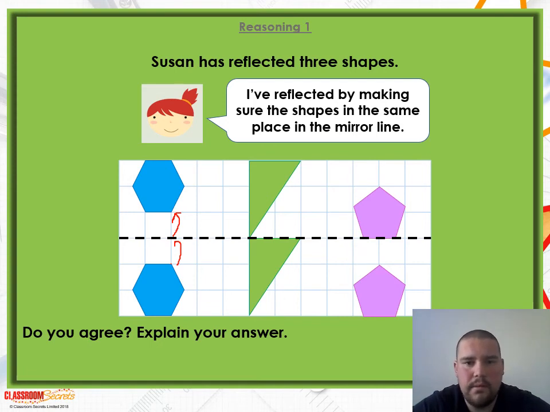Okay, so have a look at the blue one, the pink one, or purple, whatever color it is. Have a little look at that. One is sitting on the reflection line, the other one is sitting away from the reflection line. So straight away that should tell you something. Have a little look at that one.